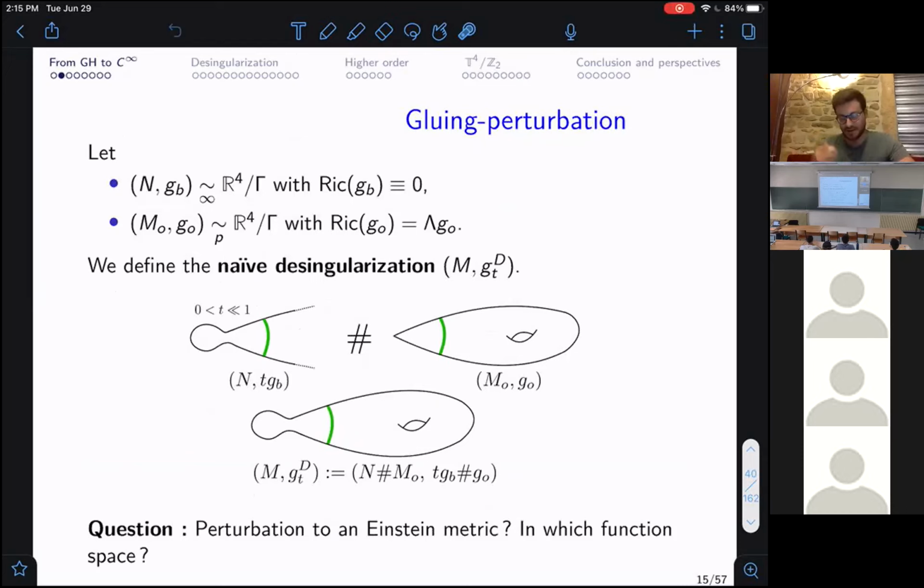And understanding the perturbation means understanding in which function space we want to do that. So usually in gluing perturbation, people create function spaces in order to be able to do this perturbation. Here we have a different goal. Our goal is to find how close our Einstein metrics are and to use function spaces which are modeled on this closeness. So we have a different problem. And so our which function space question is not in which function space will we be able to do the perturbation. It is in which function space do we actually have closeness.